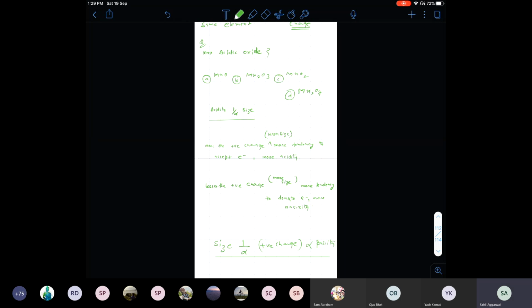So just think about one thing. Either go for acidity or go for basicity. आपको basicity समझ में आ रहा है? Go with the basicity. Get all the information of basicity. If the question is on acidity, just reverse it.